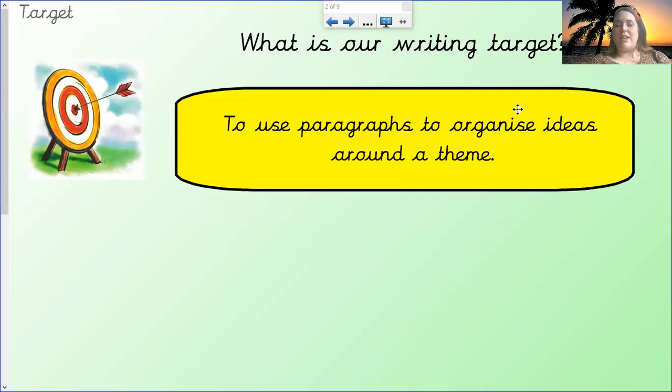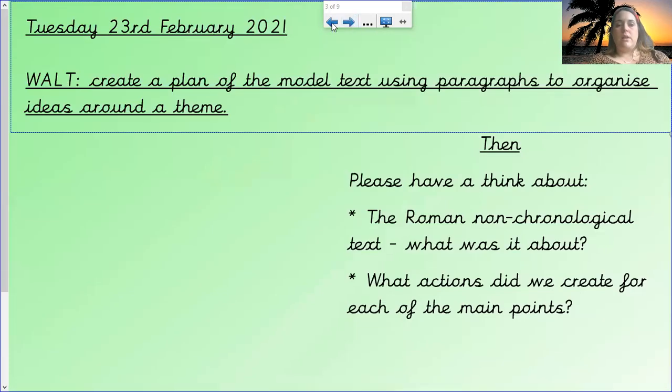Right, our writing target. We are learning to use paragraphs to organise ideas around a theme this term, and we've already made a really good start on that target. First thing I'd like you to do, as always, please, is write the long date and the WALT in your neatest joined up handwriting and then underline it with a ruler. Pause the video, please.